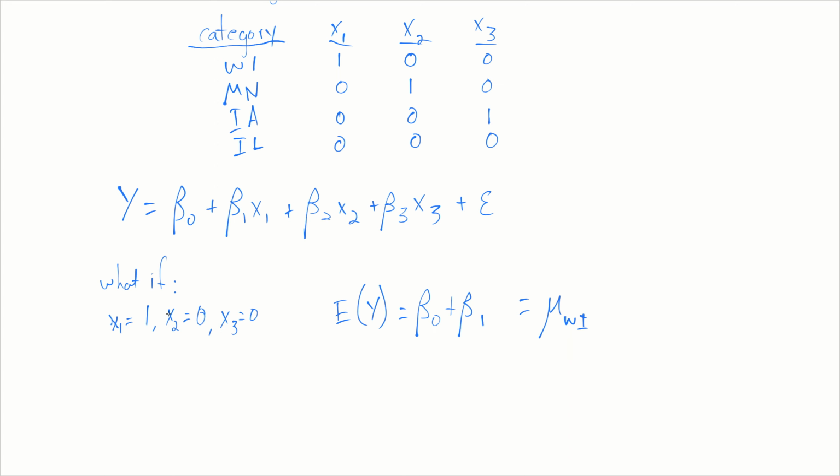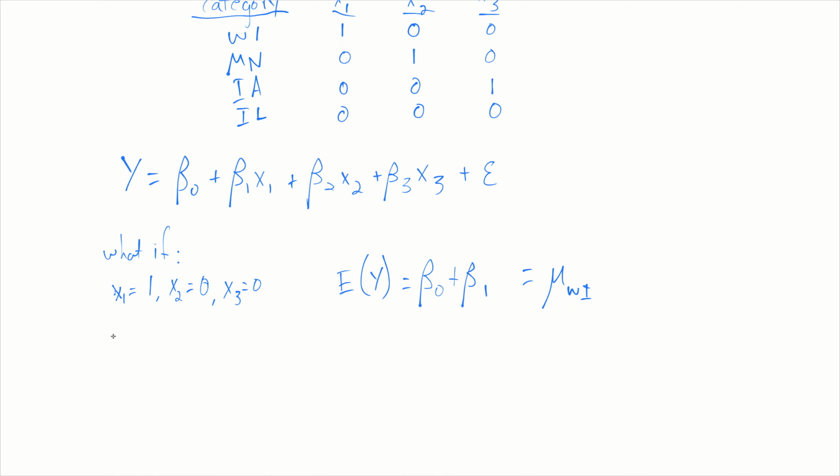So you have your y variable, and then these are the set of x's when it's Wisconsin data. So this beta naught plus beta 1 will be your expected value for the Wisconsin data, or the mean of corn yield for Wisconsin.